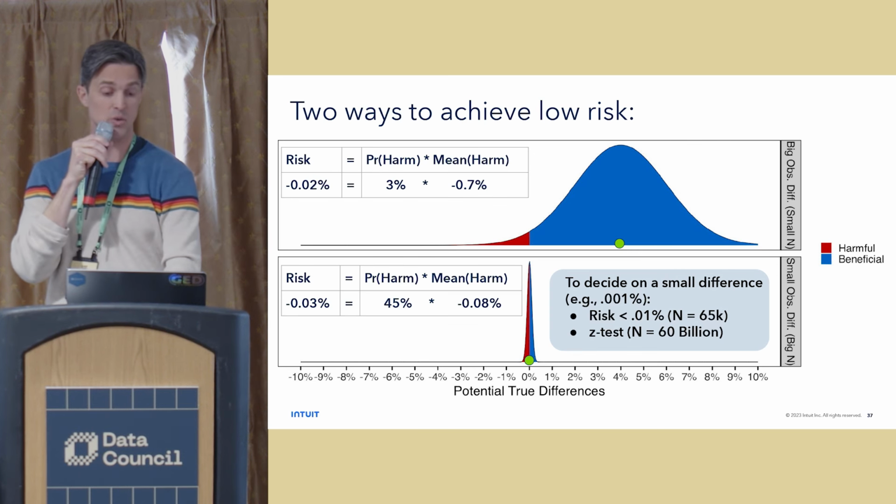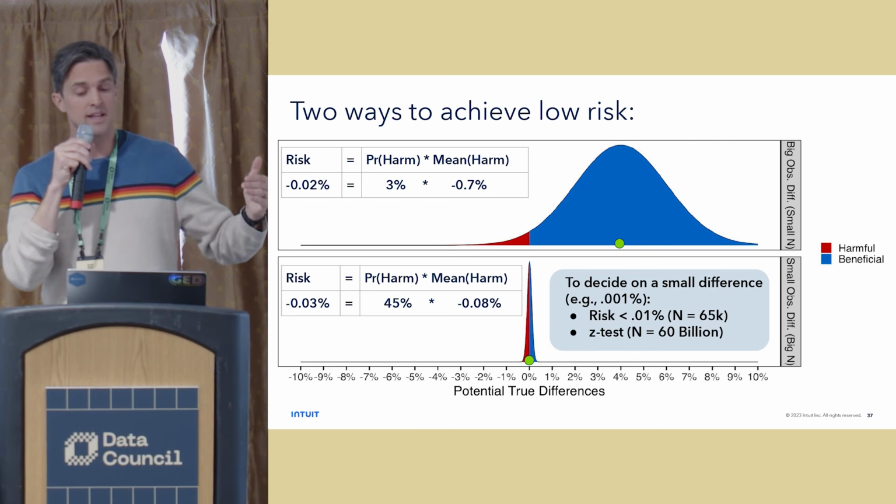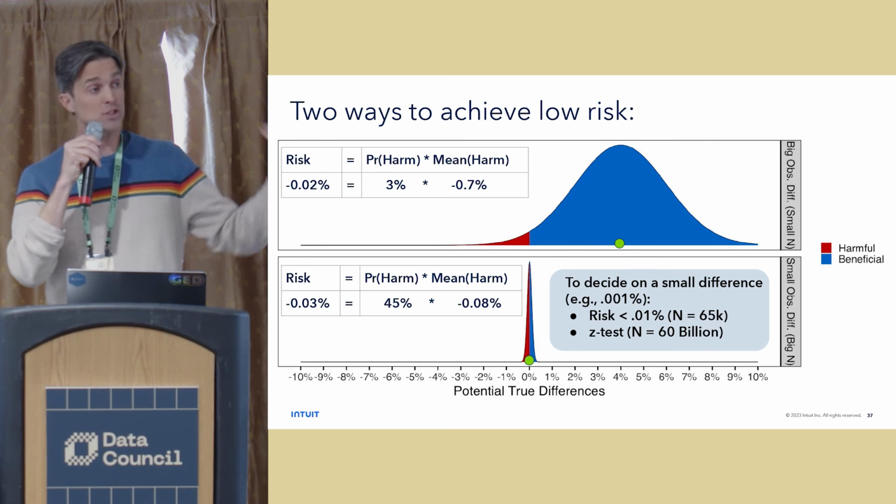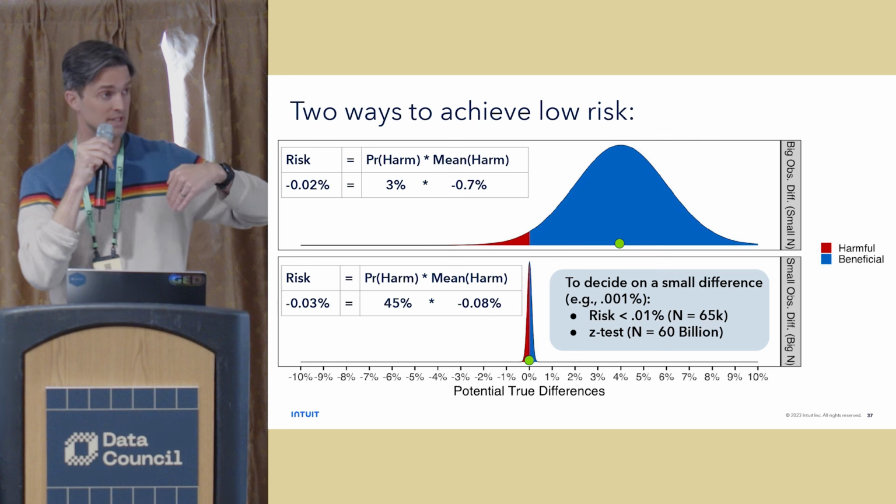In this case, you're at about 0.02%. The other way, the more common way that you get to a low risk decision, is that you have a small observed difference with a larger sample size.